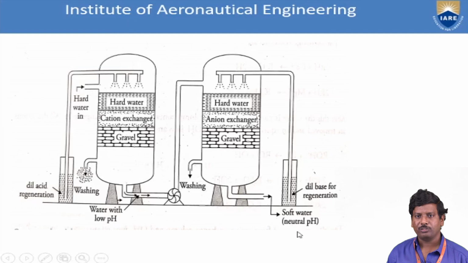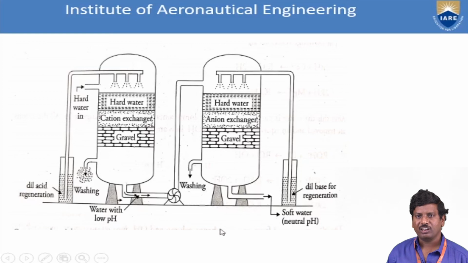That means the sample of water should be free from all the dissolved salts, but the water coming out from the cation exchange region has low pH. But the sample of water coming out from the anion exchange region should always be at neutral pH. That means the water can be used for any type of process because of the neutral pH. And finally, the cation exchange resin should be regenerated by dilute acids like hydrochloric acid, and the anion exchange resin will be regenerated by the dilute base, nothing but sodium hydroxide.